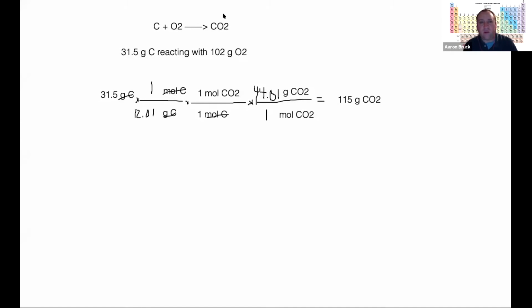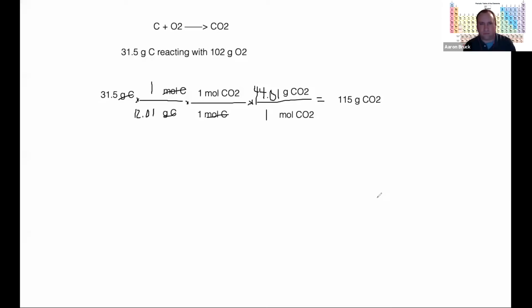Now, if this was the only piece of information I was given, if I did not have this last piece right there, then I would be done. I would say, okay, the yield here is 115 grams. But since I have that other piece of information right here, I've got to do the next step. I've got to compare it to how much I'd have gotten from the oxygen.